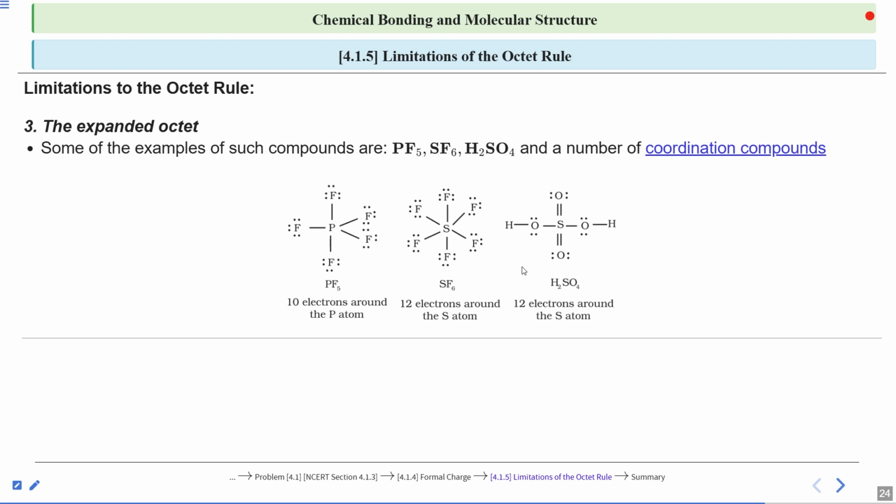Similarly, if you consider the case of sulfur, it will be how much? It will be 12 because 6 bond pairs are possible. Right? And in case of H2SO4, if you consider the sulfur, again it is having 12 electrons. I hope this is clear to you. Now moving on to the next part.